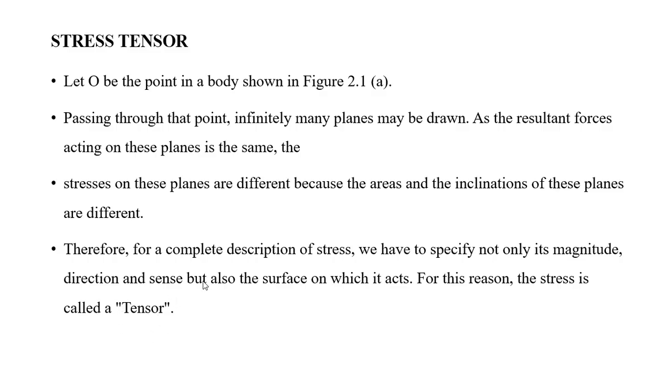In vectors we can see two components, magnitude and direction. In the case of a scalar, we can see only magnitude. In the case of a vector, we can see direction as well as magnitude of the body. But in the case of a tensor, the surface of the body is also considered for the calculation of the stresses. Those types of quantities we call tensors.